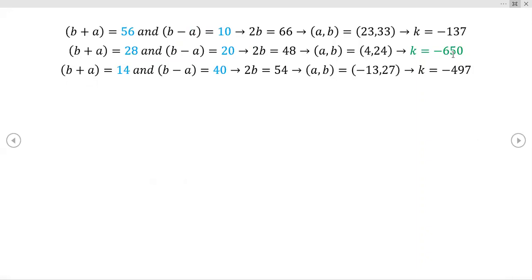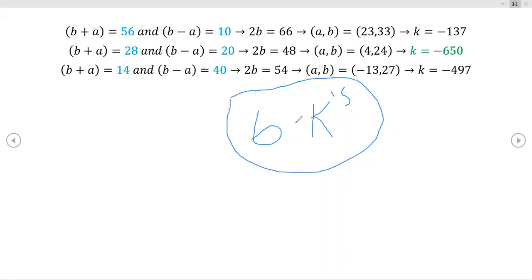But anyway, the answer to this is that there are 6. The answer to the question is that there are 6 Ks that satisfy the condition. So there's 6 Ks, if you want to make that an apostrophe S. There are 6 Ks that satisfy the initial condition. So this is the answer to the question that was asked. There are 6 of them.